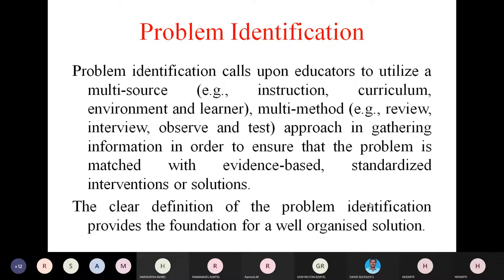Problem identification calls upon educators and academicians like me to utilize multiple sources. Here, sources include the instruction, curriculum, the environment or infrastructure available in our college campus, as well as the learners, the students, in a multi-method approach. This multi-method approach involves a review of the particular problem, interviews with the persons related to the problem, observing the problem in real time, and testing the problem also. These are the various methods for identifying the problem. This multi-source, multi-method approach is required for gathering information, through which we ensure that the problem is matched with evidence-based, standardized interventions or solutions. So a clear definition of the problem provides the foundation for a well-organized solution.